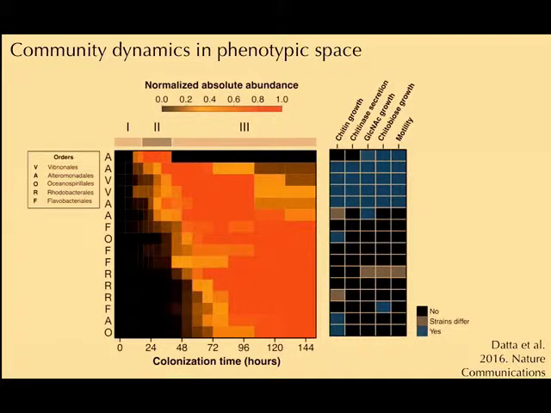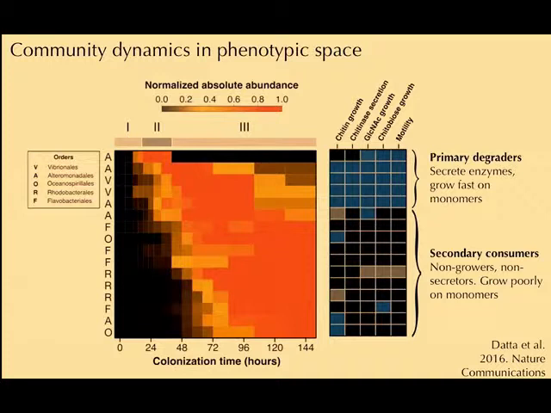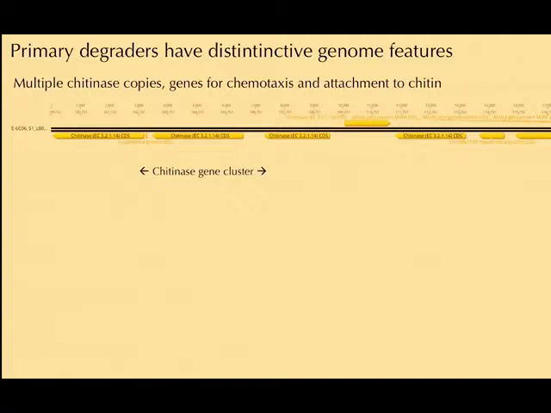So I'll tell you what we think happens to those. But by now, we didn't have this when we published this paper, but by now we have all these genomes, so we can look at the differences, and there are also remarkable differences in the genomes. This is what we call the primary degraders, and this I will call secondary consumers. And so when we look at the genomes of primary degraders, we see things like this. This is just a little fragment of the genome of one of these primary degraders.